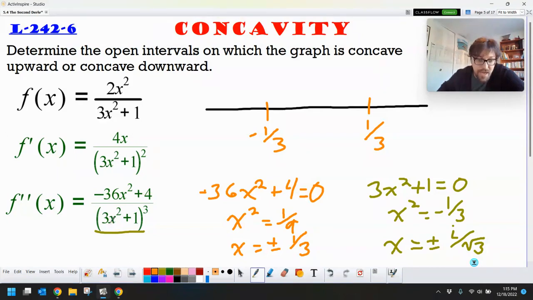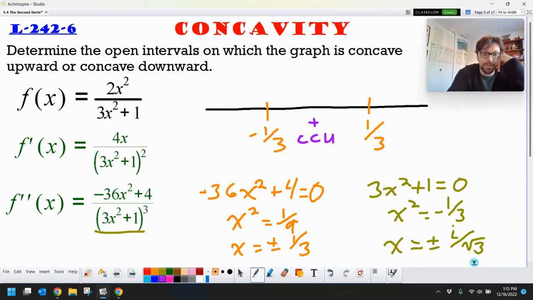And then in the denominator, well, this will all be positive. So a 4 over some positive value, that is going to be a positive thing. So in between negative 1/3 and positive 1/3, we're going to be positive second derivative. So we're going to be concave up. Almost wrote concave down.